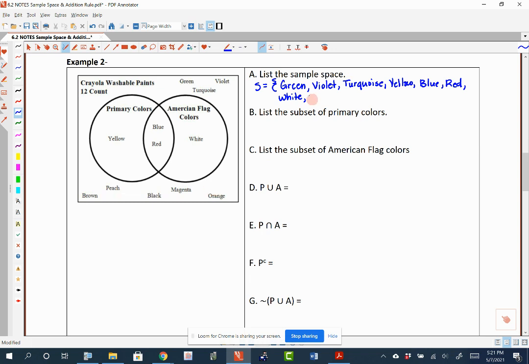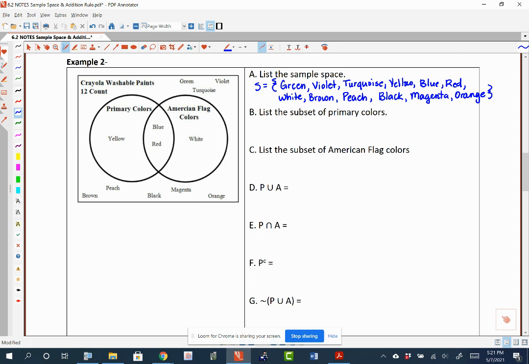So we have brown and peach, black, magenta, and orange. So here's our sample space. All of the possible outcomes for this particular situation.